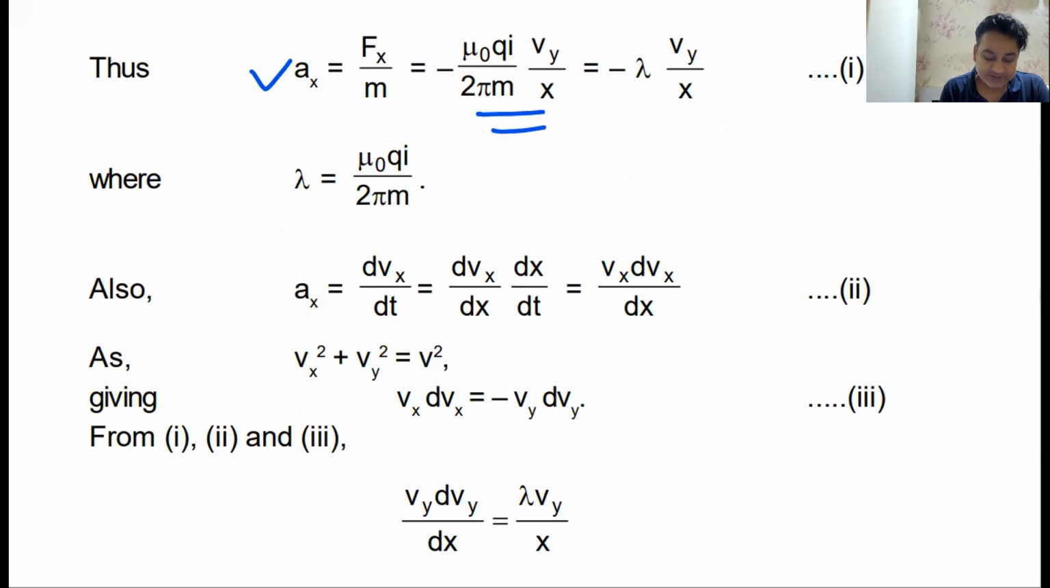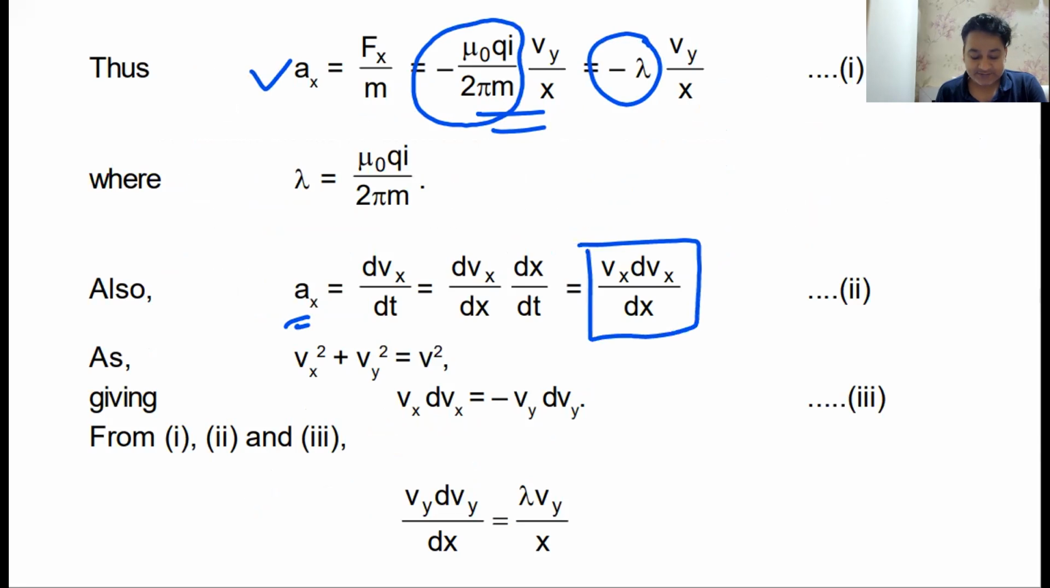You can just substitute everything here, since it is a constant. So I can just substitute it as lambda. But lambda is this thing, so that the question becomes simpler. Now this ax can be written as Vx into dv by dx.